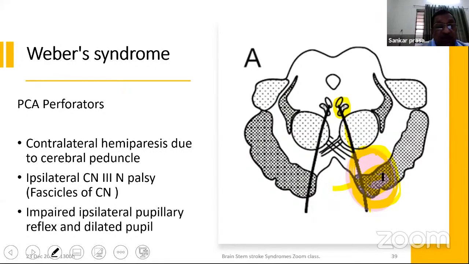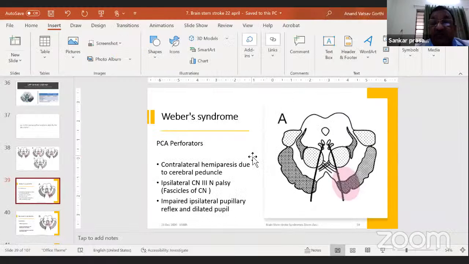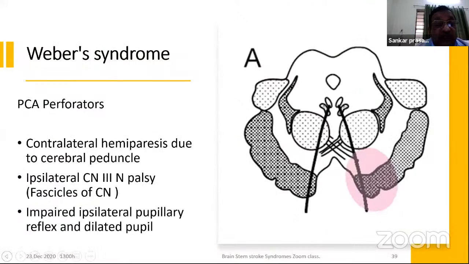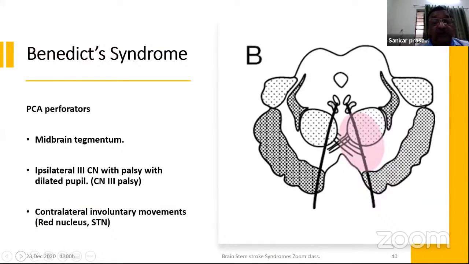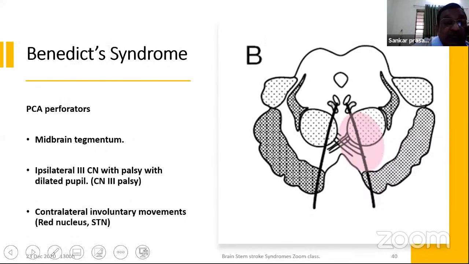Remember the diagram. You will have to remember it mentally, and then only you can really focus on this. And learning midbrain is a bit difficult. First you have learned Weber syndrome, and now we are going to do Benedict syndrome. It is also the same. The posterior cerebral artery perforators supply this area. Midbrain tegmentum is involved. Again, cranial nerve 3 is also affected here. Are you able to follow, you people?